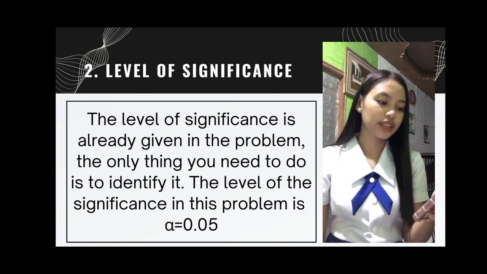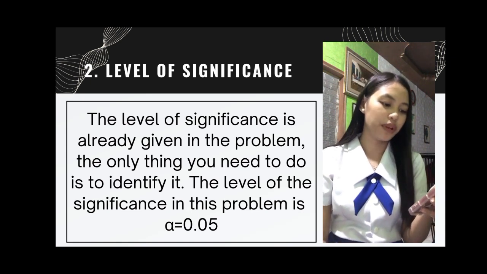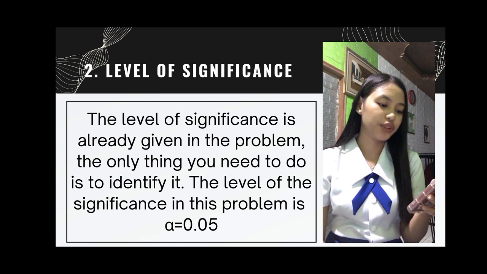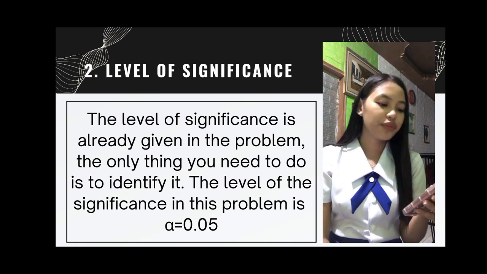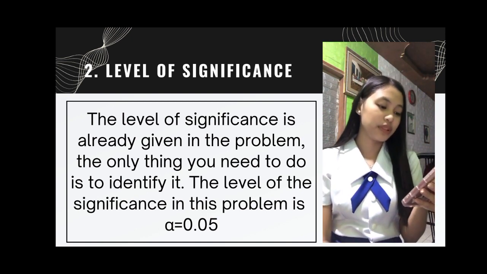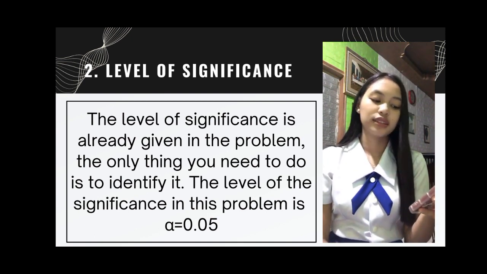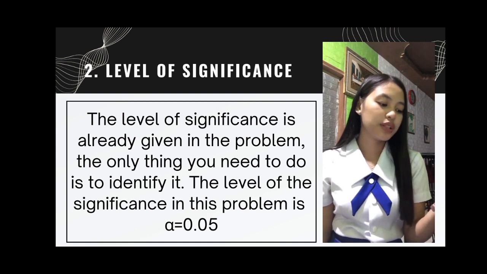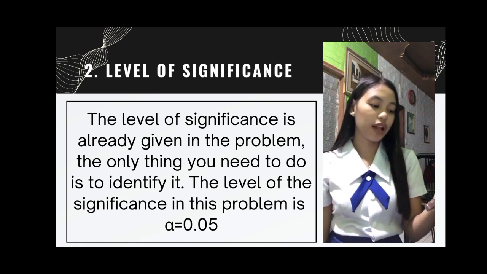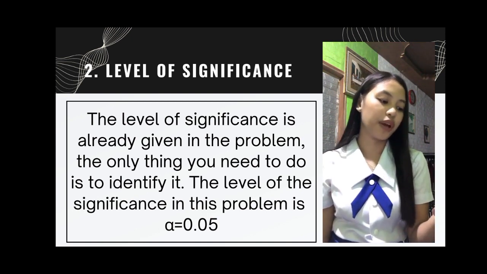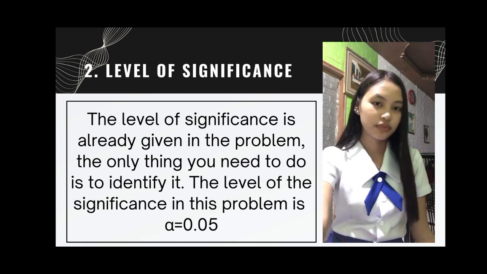The level of significance is already given in the problem. The only thing you need to do is to identify it. The level of significance in this problem is alpha equals 0.05. Step number 2: we will use the level of significance, alpha equals 0.05, to solve the problem.